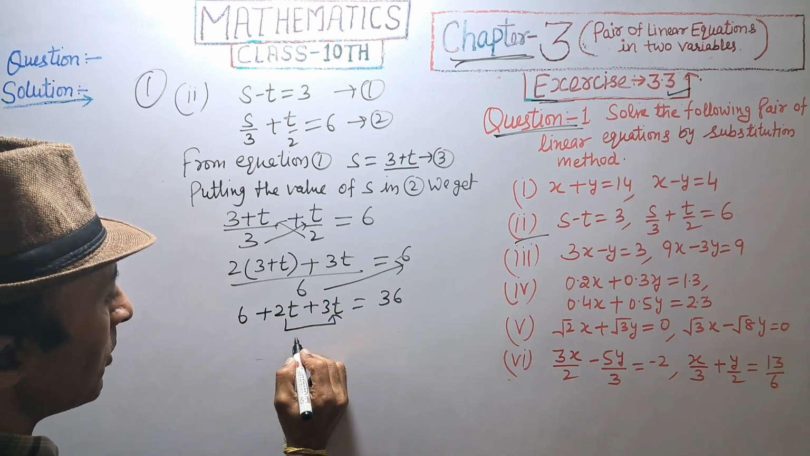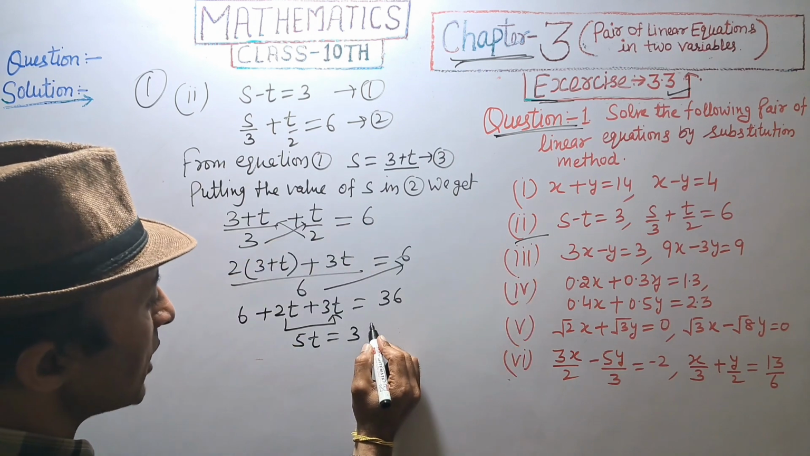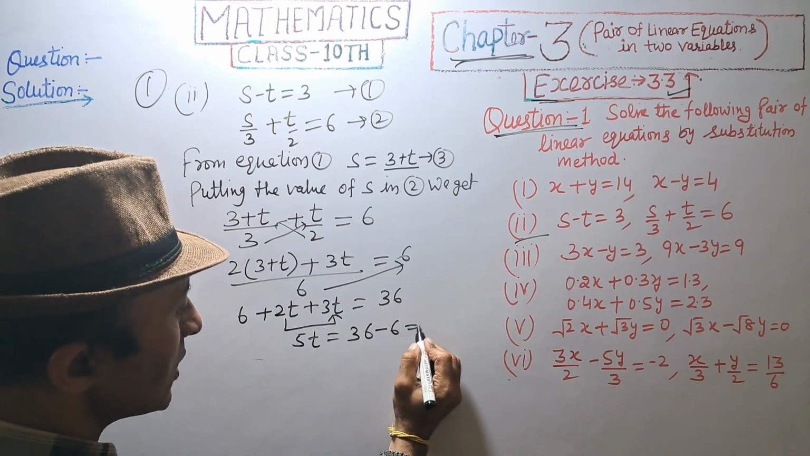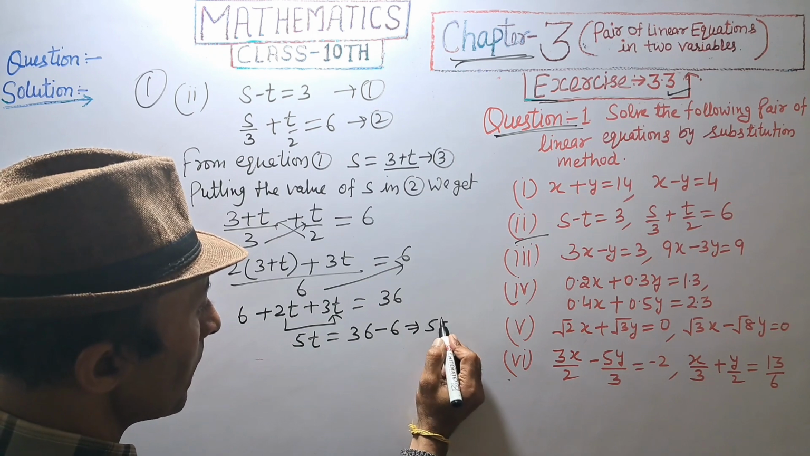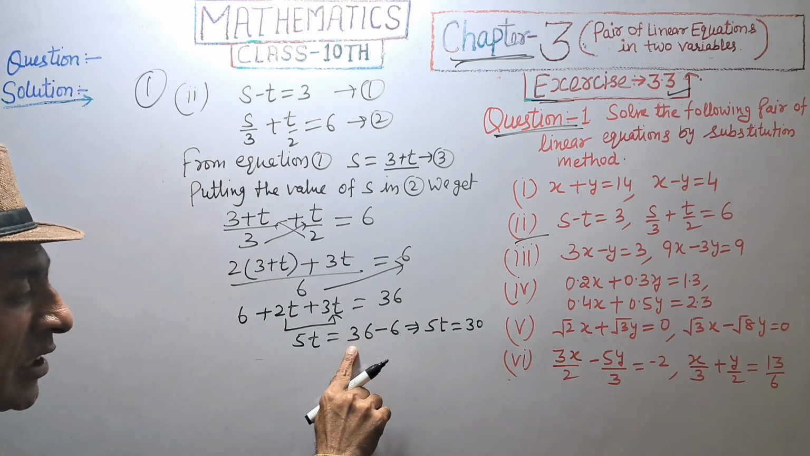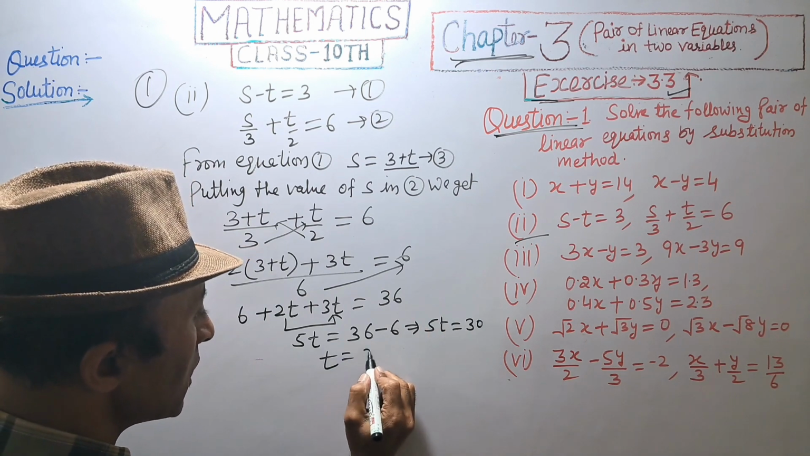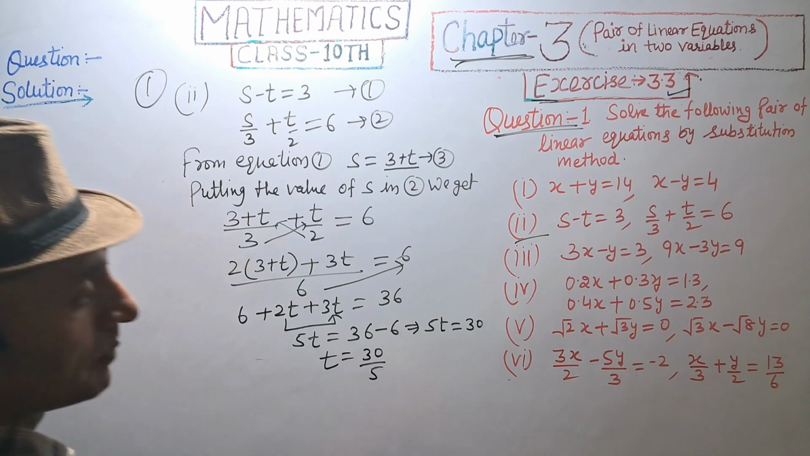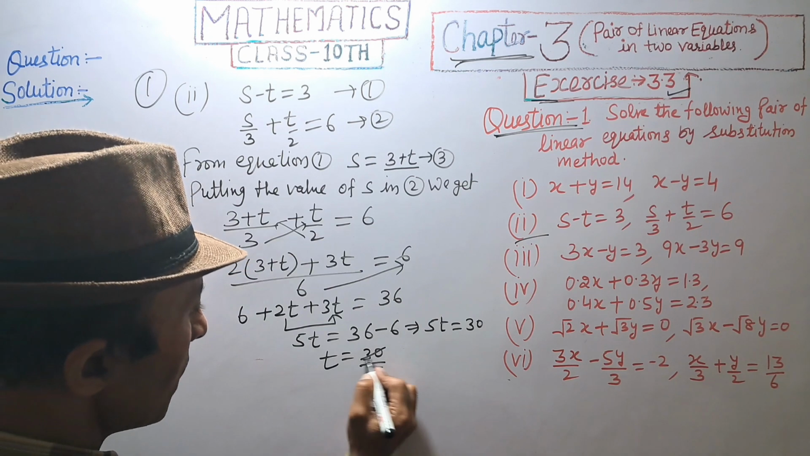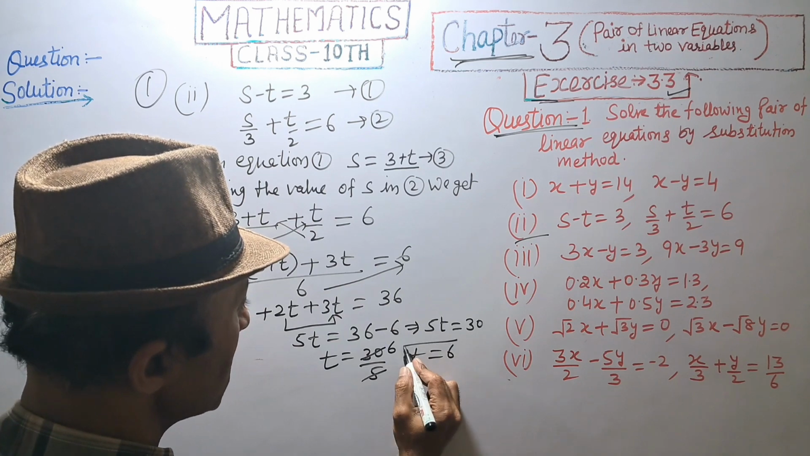2t plus 3t, that will be 5t, is equal to, shifting 6 to the right side, 36 minus 6. This implies 5t is equal to 30. 36 minus 6, that is equal to 30, and t is equal to 30 divided by 5. 5 6s are 30, and we get the value of t is equal to 6.